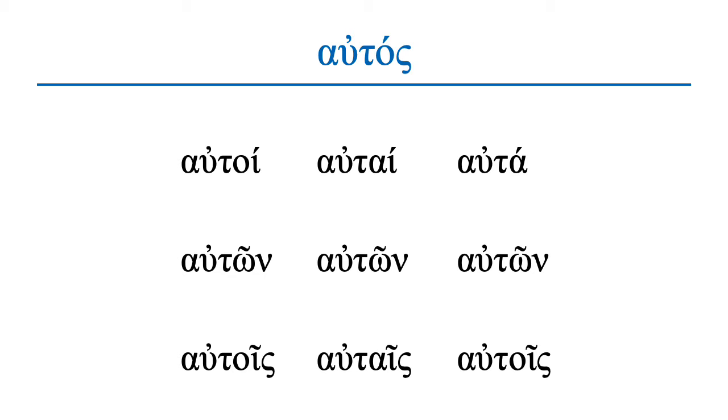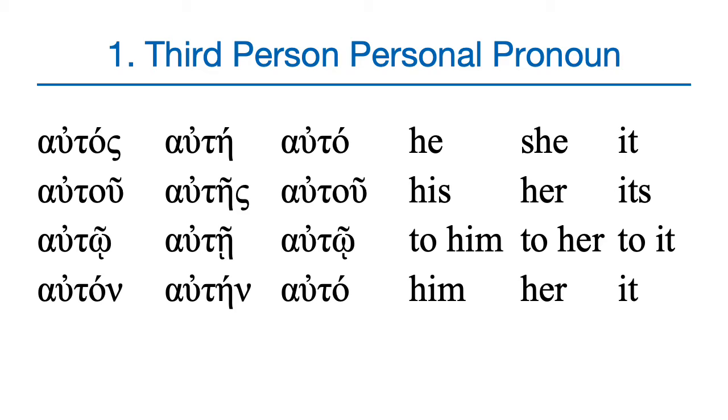But I want to point out that there are three different uses. There are three uses for autos in Greek. It will not always mean he when you see it. Most of the time, it will mean he, she, or it. But there are three different ways that it is used, and I just want to introduce you to them. First, it is used as a third person personal pronoun, where you have autos, aute, auto, he, she, it. That is the first use, simply as a third person personal pronoun.